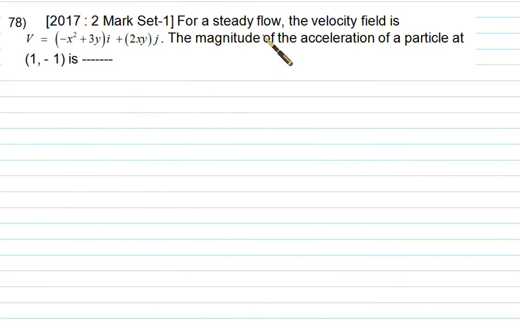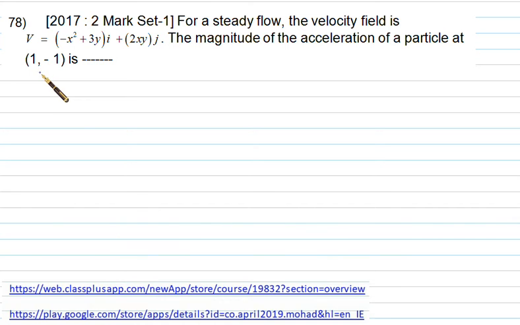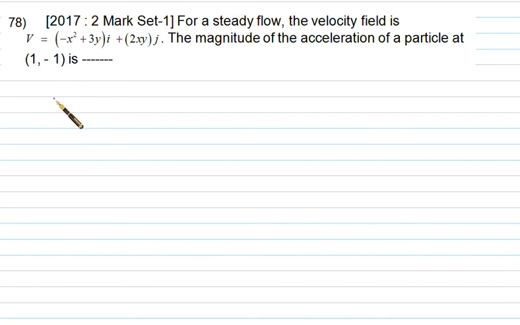For a steady flow, the velocity field is given by v = (-x² + 3y)i + 2xyj. So we have been given the u component and v component. The magnitude of the acceleration of a particle at (1, -1) you have to find out.